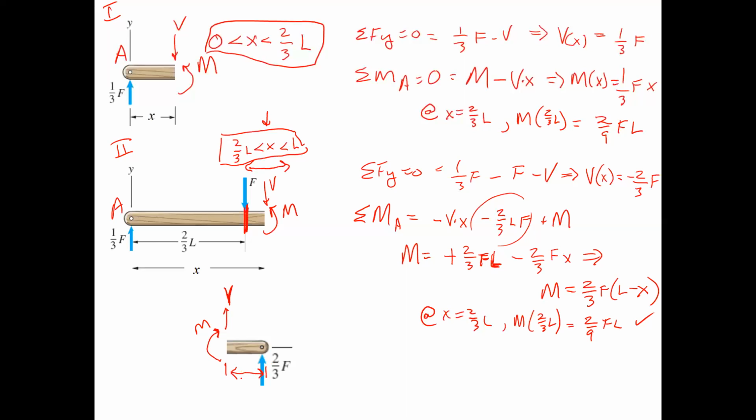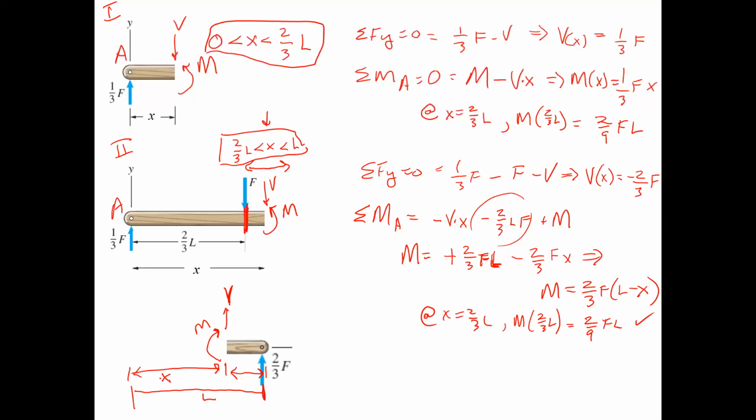L minus X. Remember, X is the distance to the left side of the beam. The beam has a length of L. You chop it there at some distance X. Think about it. Let's sketch this out here. This is L. This is X. That's still X. It's the distance to the cut from the left side of the beam.